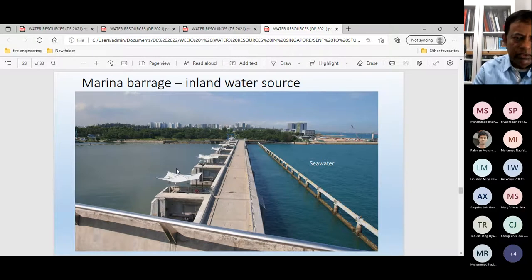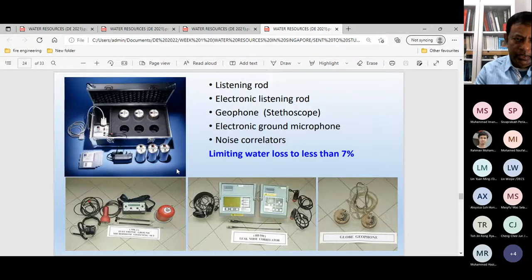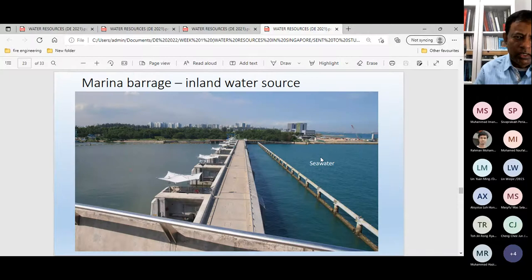So these are the two developments which have been conducted and constructed by PUB within the last 20 or 30 years for that matter, and they were able to collect a substantial volume of water for drinking purposes and to reduce the dependency on water from Malaysia. So these are the efforts PUB has taken.